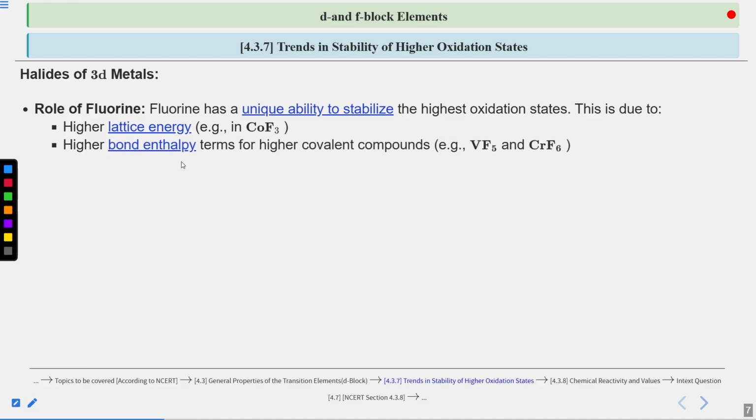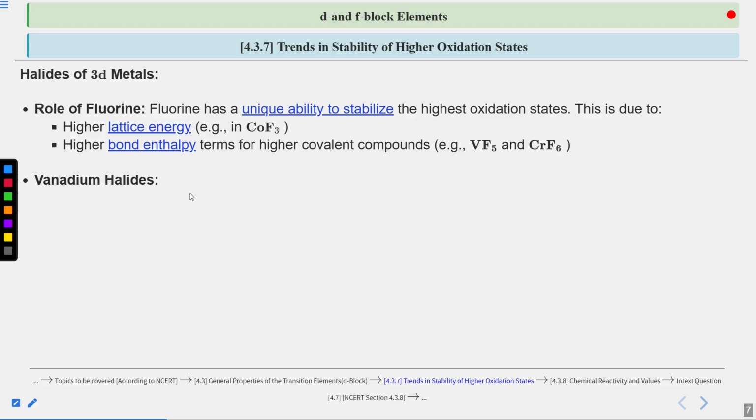Also, its high bond enthalpy favors higher covalent compounds. For example, it is observed in vanadium pentafluoride and chromium hexafluoride. Okay, so these are the two reasons due to which fluorine has this ability to stabilize the higher oxidation states of the 3D metals.